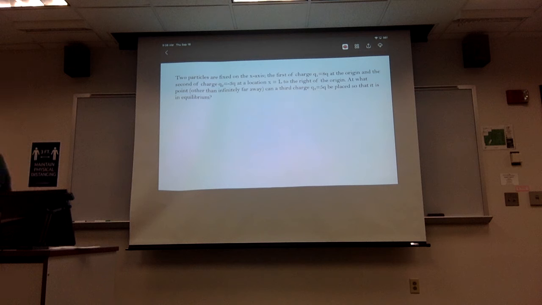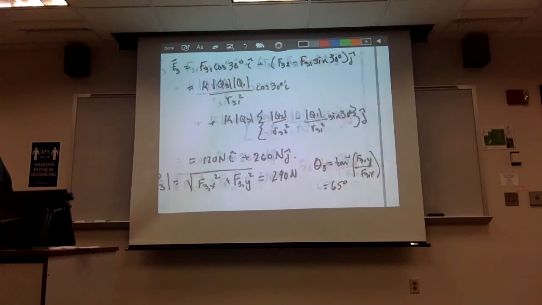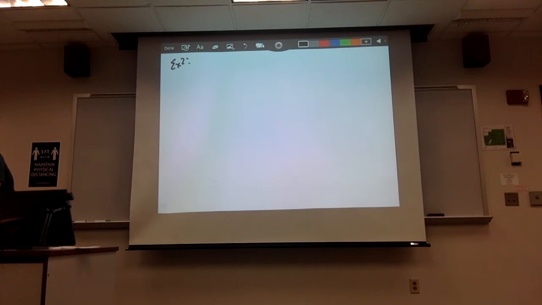So let's draw our picture here real quick. This is our example number 2. Here is my x-axis, here is my y-axis. This is my first charged particle, and here is my second charged particle. These are separated by a distance of L. Q1, which was this one, has a charge of 8q. And then Q2 over here is negative 3 times q. So this is my picture.